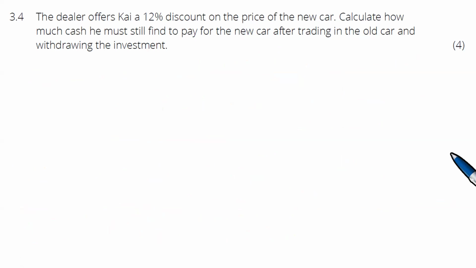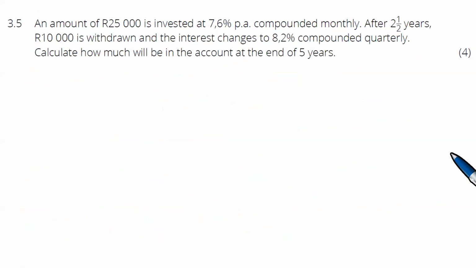Right. So now in 3.5, we're saying an amount of 25,000 Rand is invested at 7.6% per annum compounded monthly. So you invest 25,000. After 2.5 years, 10,000 is withdrawn and the interest changes to 8.2% compounded quarterly. Calculate how much will be in the account at the end of 5 years.